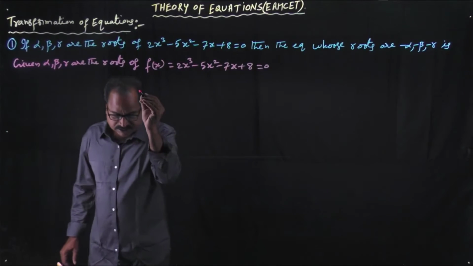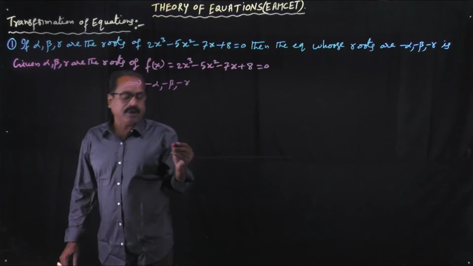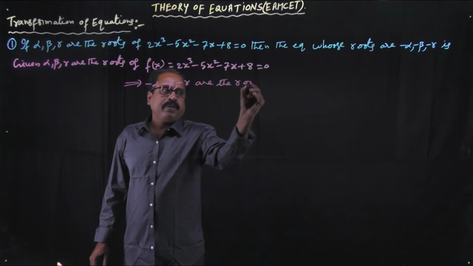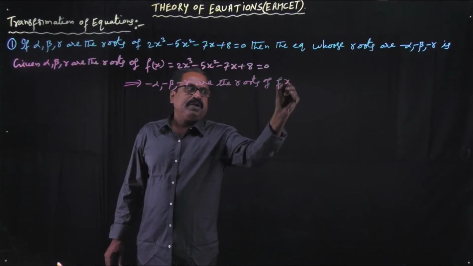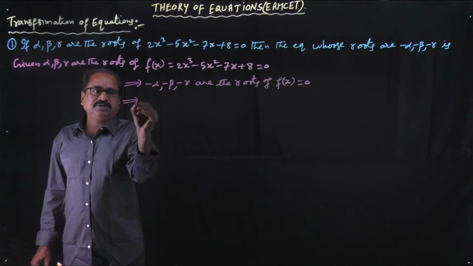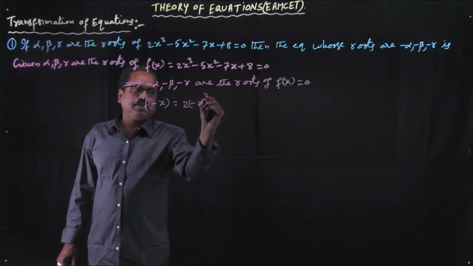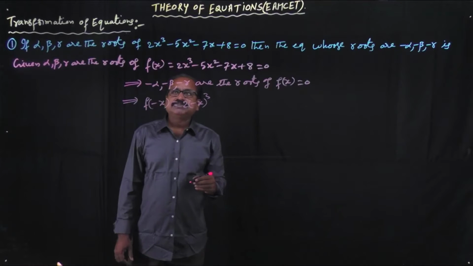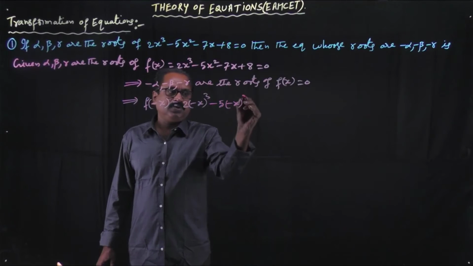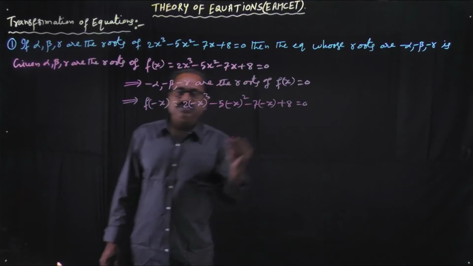So this implies minus alpha, minus beta, minus gamma are the roots of f of x is equal to 0. So this implies f of minus x is equal to 2 into (minus x) whole cube, replacing x by minus x, minus 5 into (minus x) whole square minus 7 into (minus x) plus 8 is equal to 0.